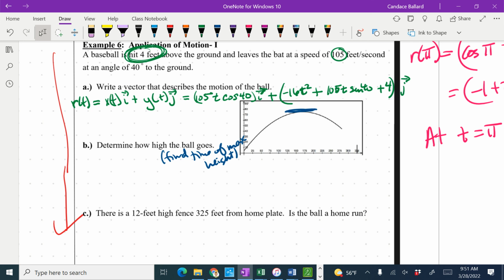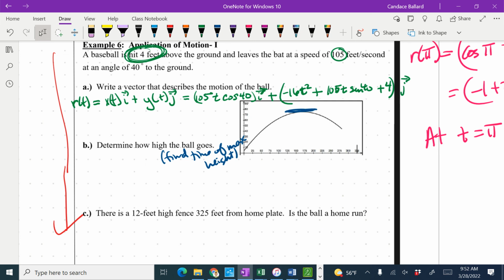Okay, if we're going to do an absolute max, we do use a candidates test. We're not asking about an absolute max, so we could just use relative. When we do a candidates test or a relative max or min, what calculus do we need? Yes, we need to take a derivative. Now, which of those components has to do with the height? The j, the y part of the component. So I'm going to take the derivative of the y component to do this.